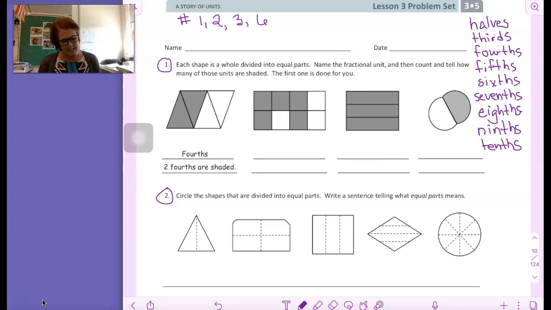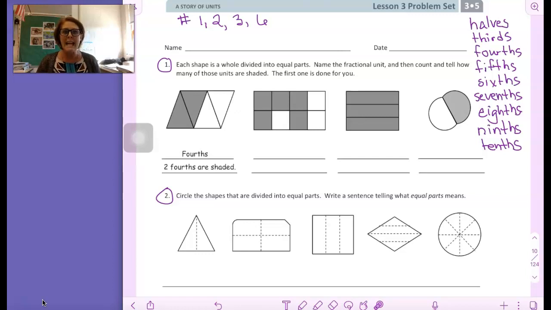So let's say these together. Let's read these together. Here we go. Okay, here we go. Halves, thirds, fourths, fifths, sixths, sevenths, eighths, ninths, tenths. You notice I stick my tongue out at you when I do that? Tenths, ninths, to get the THS. Make sure you're doing that too.